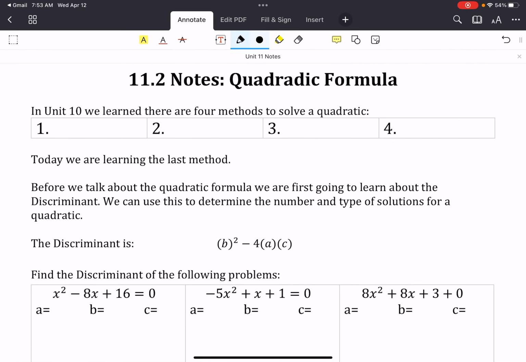Factoring, good. Factoring is 1. What's another one? Yep, good. I'll take that. Vertex, which is the completing the square.